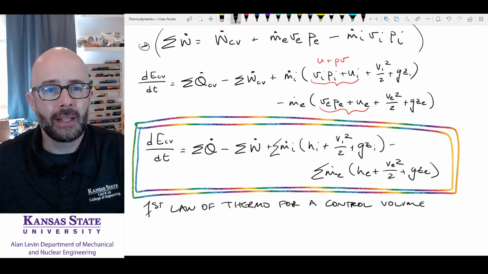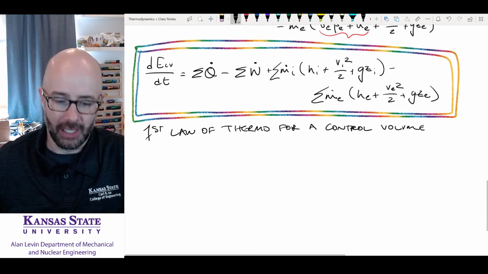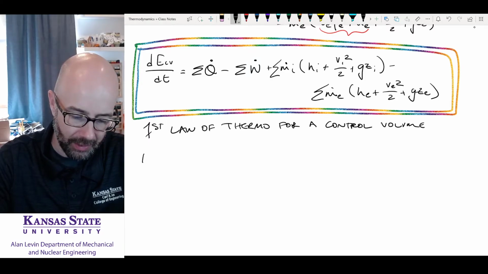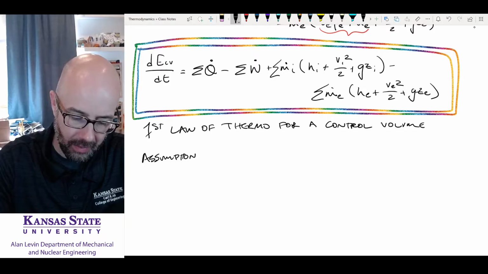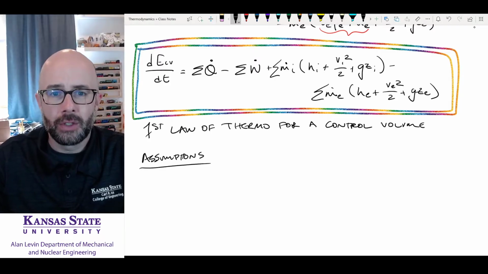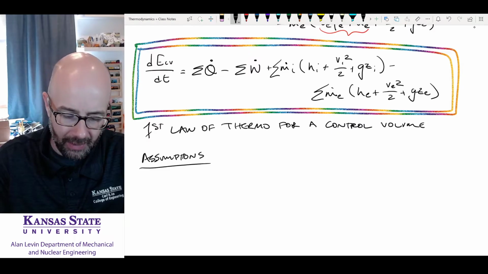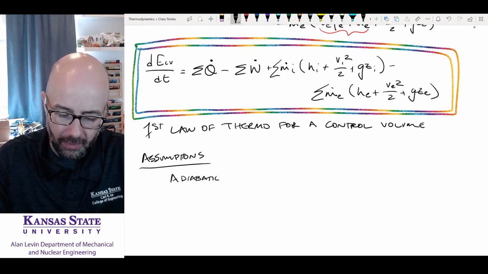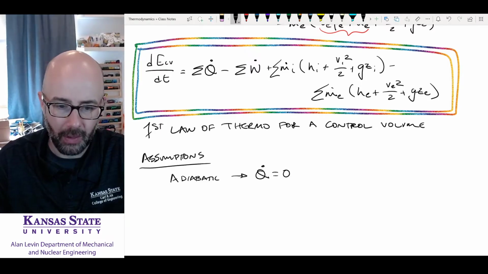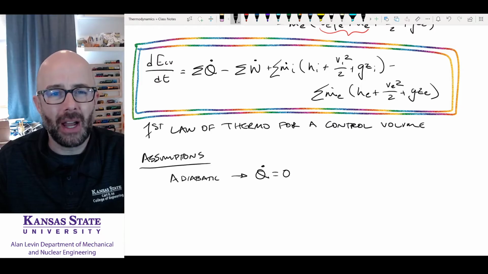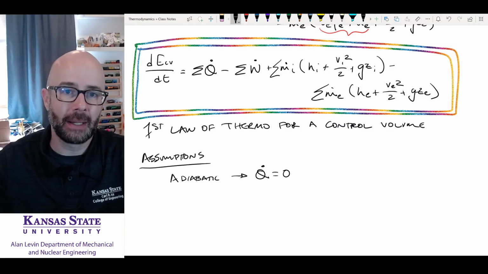Okay, so let's talk about the assumptions that you might have with this equation. Assumptions. So first of all, problems are going to tell you the same thing they did before. What if they had it's adiabatic? Okay, adiabatic means that the heat transfer rate is equal to 0.